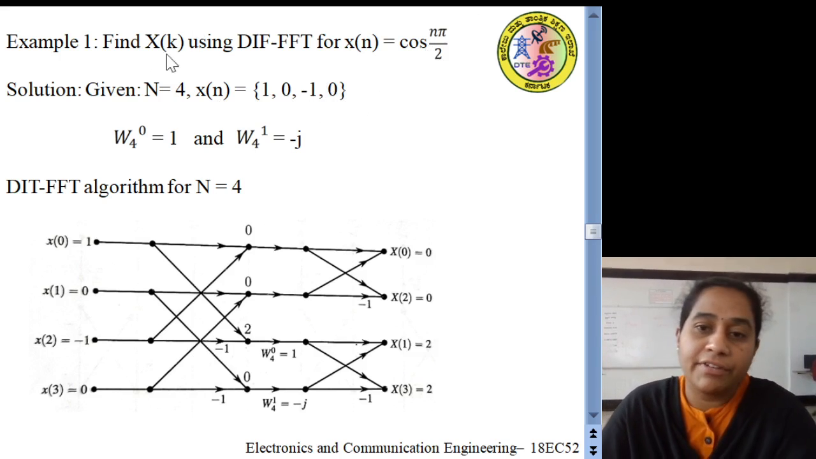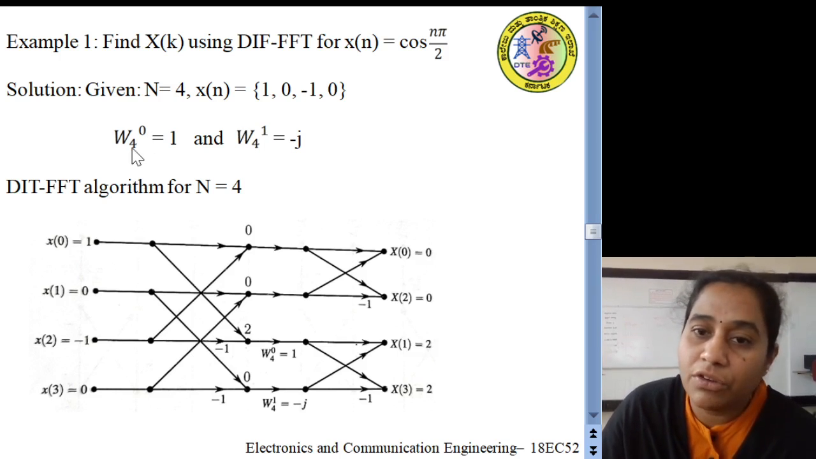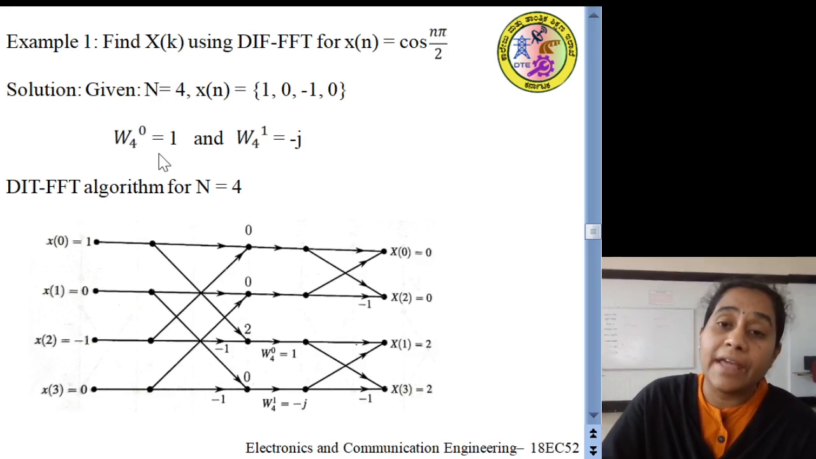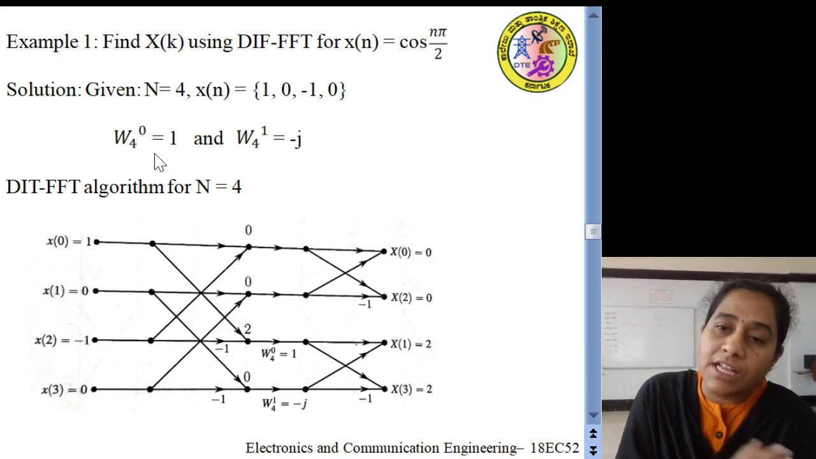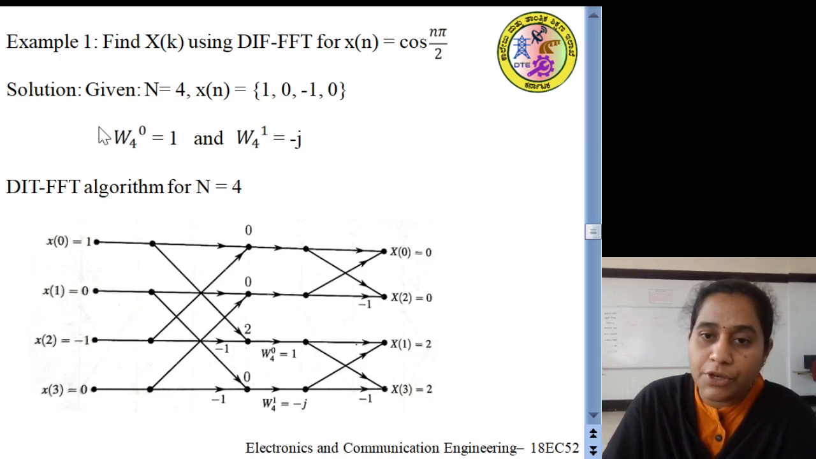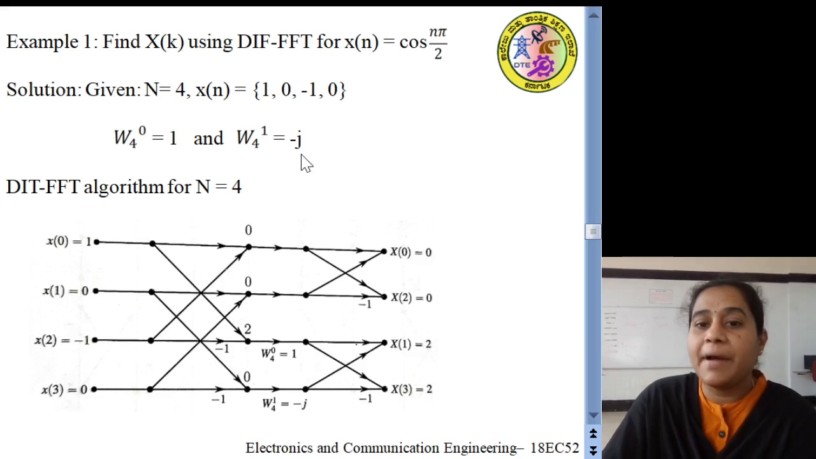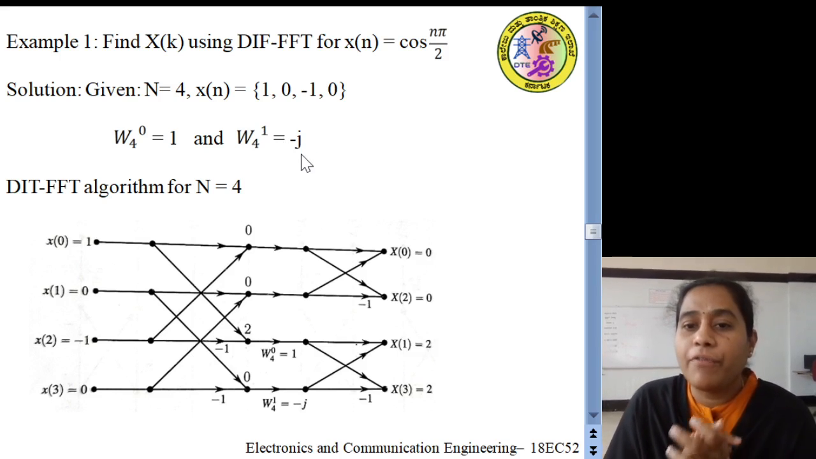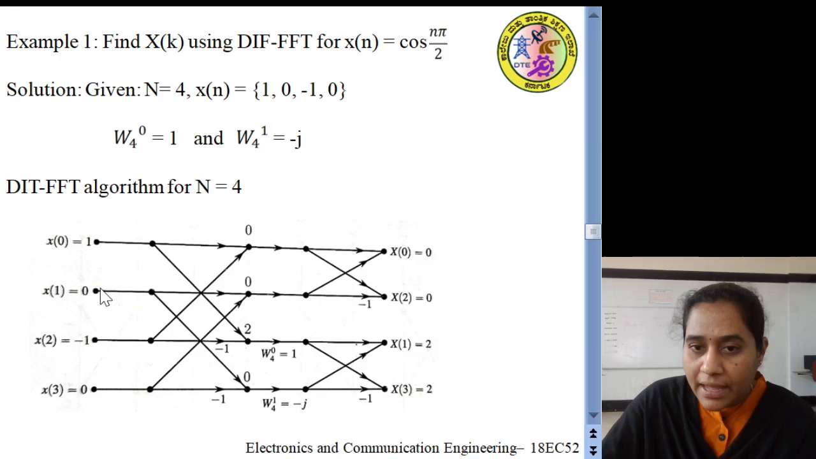And we require the twiddle factors W4 raised to the power of 0 as well as W4 raised to the power of 1. W4 is nothing but W N, that is e power minus j 2 pi by 4. So it is cos 2 pi by 4 minus j sin 2 pi by 4. If you substitute the powers, you obtain W4 to the power of 0 as 1 and W4 to the power of 1 as minus j.